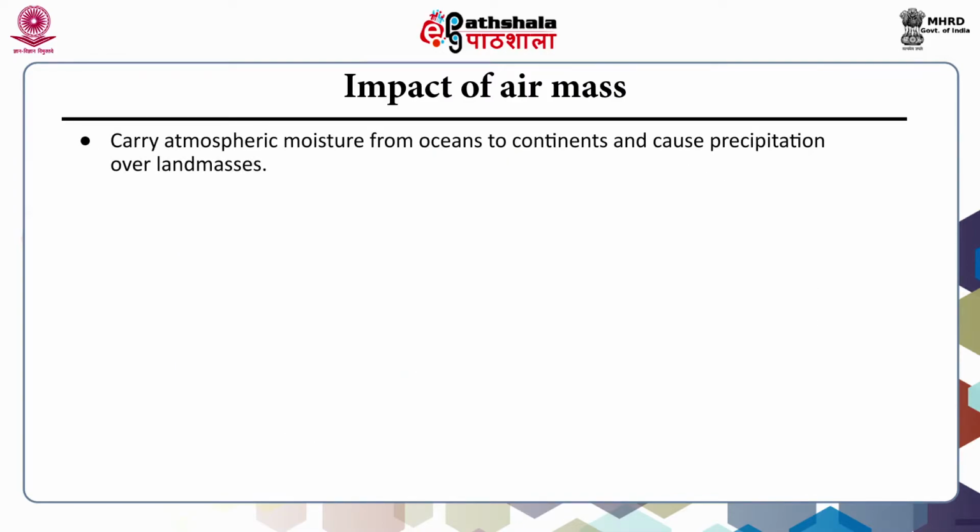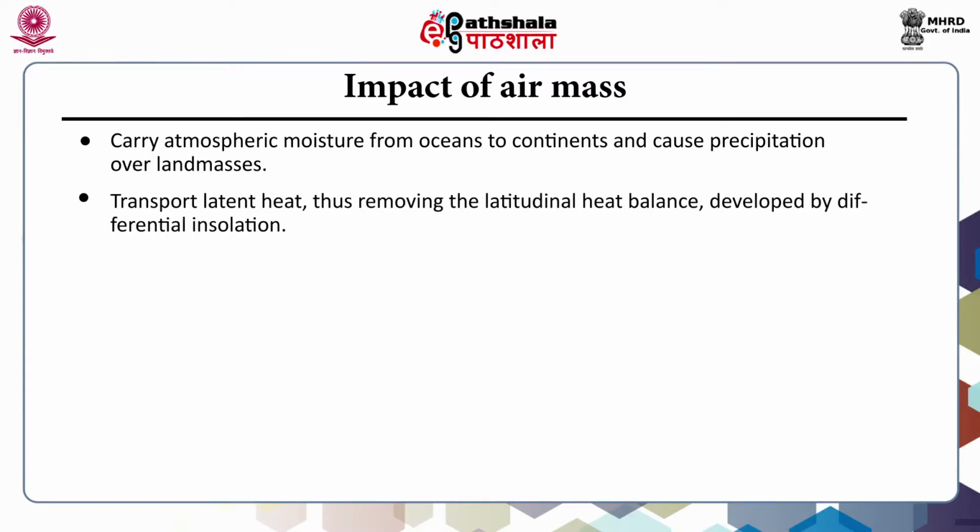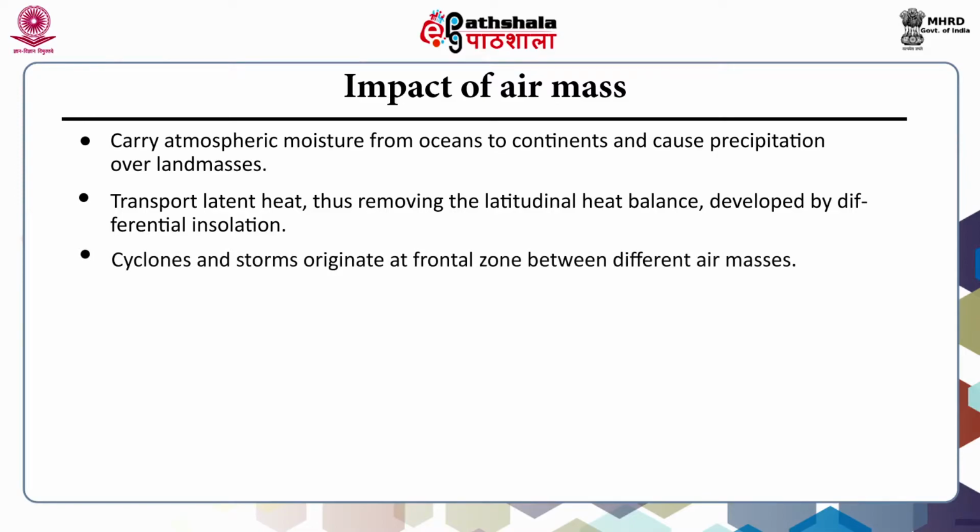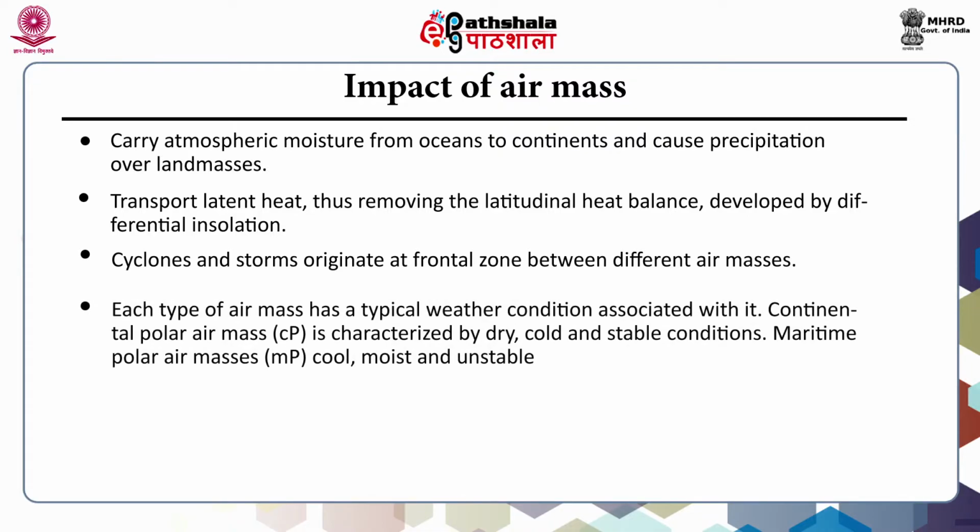It carries the atmospheric moisture from oceans to continents and causes precipitation over land masses. It transports latent heat, thus removing the latitudinal heat imbalance developed by differential insolation. The cyclones and storms originate at frontal zones between different air masses. Each type of air mass has a typical weather condition associated with it.